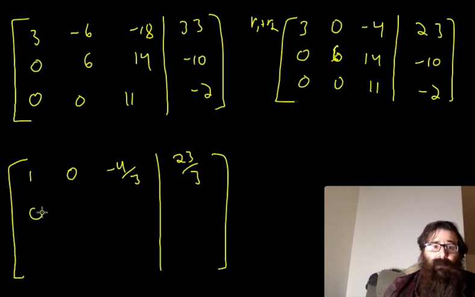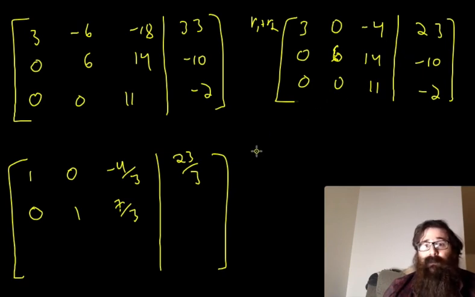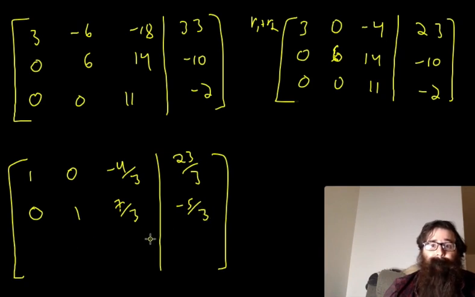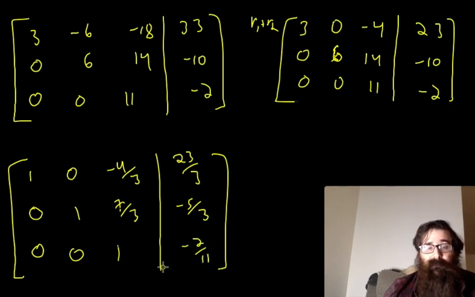For row 2, I'm going to get 0, 1. Here I'm going to get 14 divided by 6, and I can reduce that by 2. So that's going to give me 7/3. And then negative 10 divided by 6, I can reduce that also by 2, which should give me negative 5/3. And then scaling row 3, dividing everything by 11, I should get 0, 0, 1, augmented with negative 2/11.